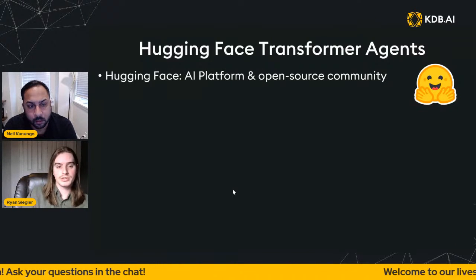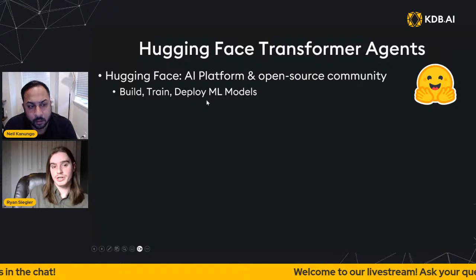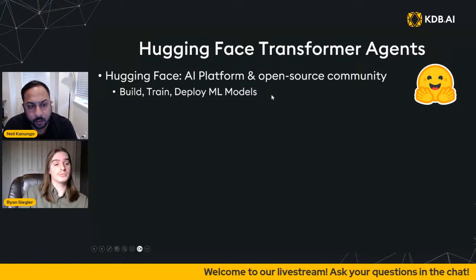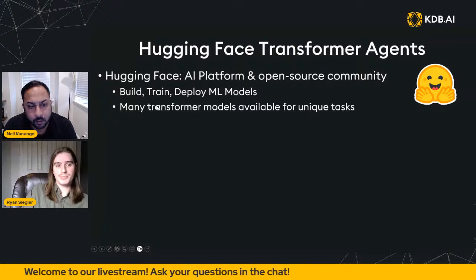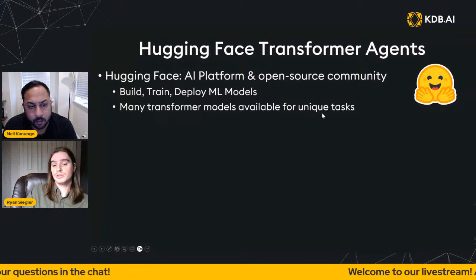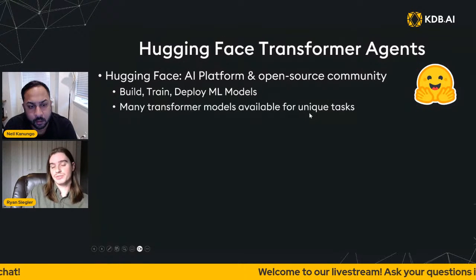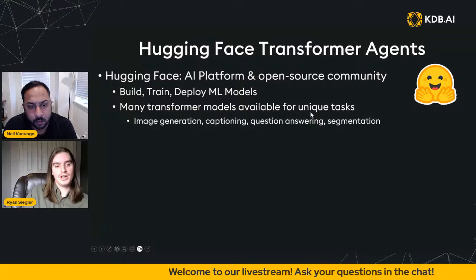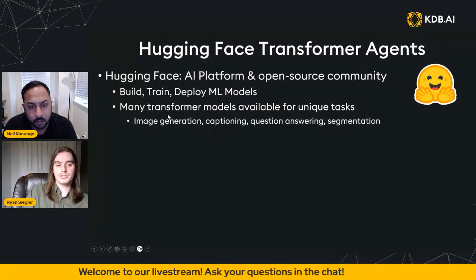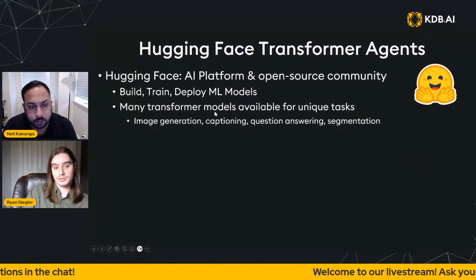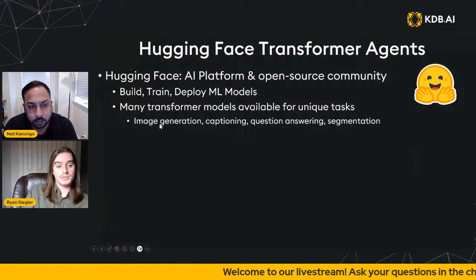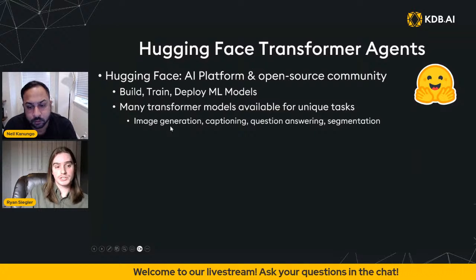It's an open source community where you can build and train and deploy and share different types of machine learning models. And the nice thing about Hugging Face is it has a ton of different transformers models available that are all specialized for their own different unique tasks. So you can find, and by the way, a transformer model is a deep learning model. So we don't need to get too in depth on that, but it's a type of machine learning model. And these models have these specialized unique tasks.